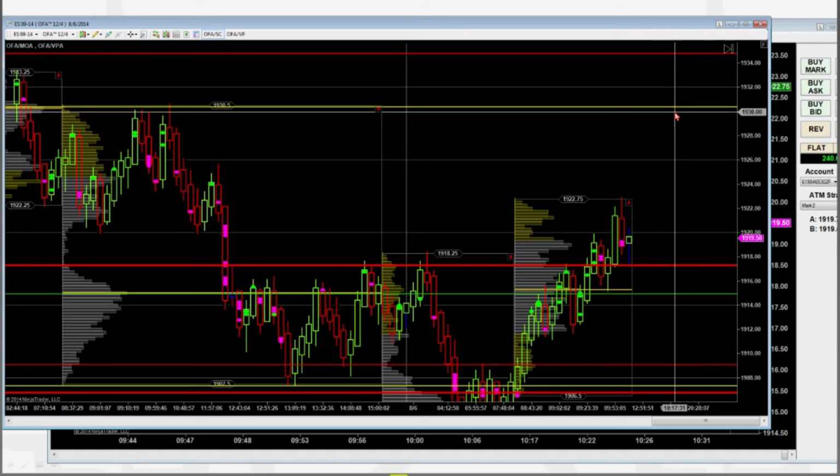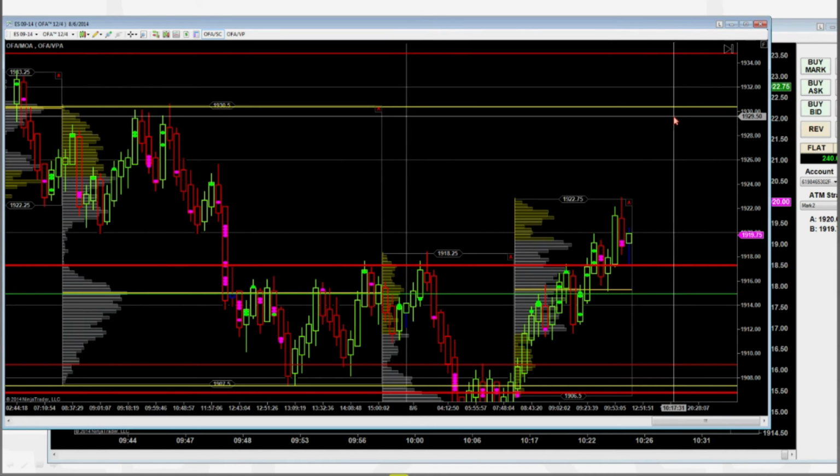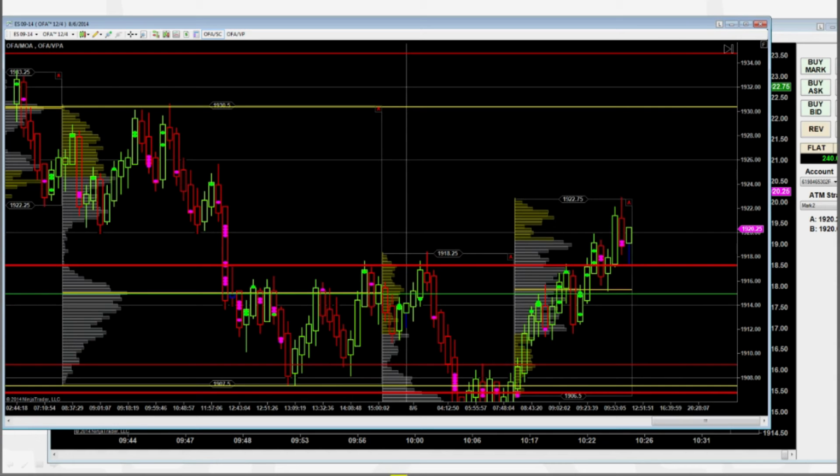1875 is the IB. Top of IB is in fact at 1875. You are correct. Initial balance, that's the first hour of trading. The high of the first hour of trading is 1875.